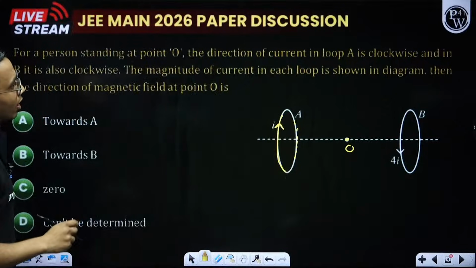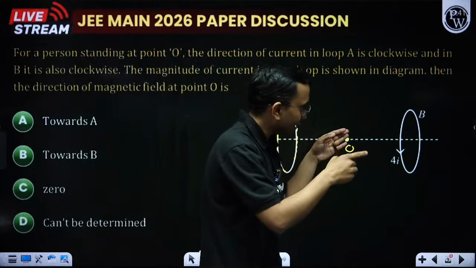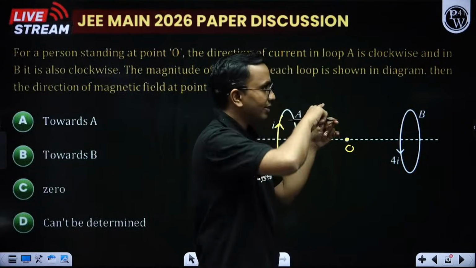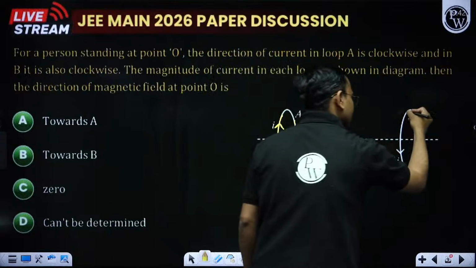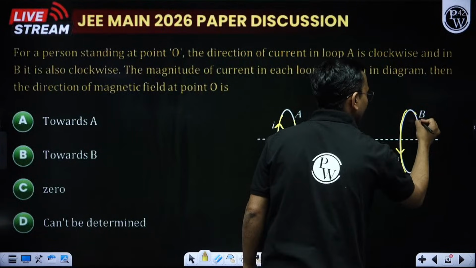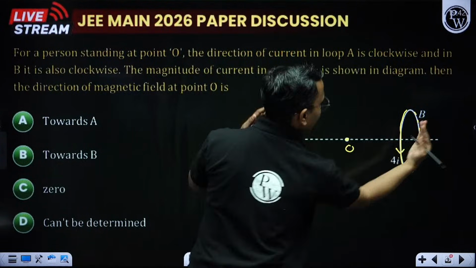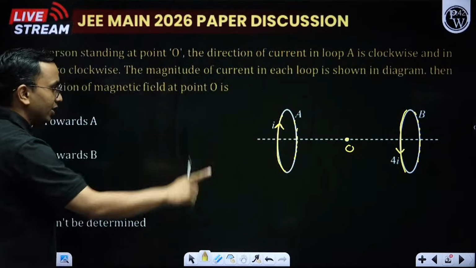Now, in B, it is also clockwise. So when he sees B, he is also seeing the direction as clockwise. Clockwise means the current is coming like this. So this is outside, and this dotted one is inside. Now due to this we need to find the net magnetic field.